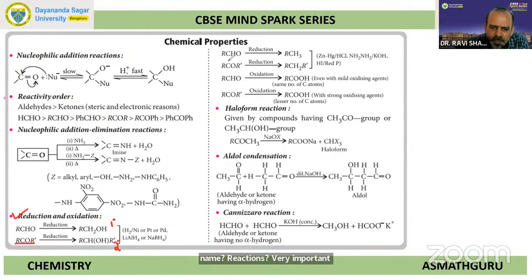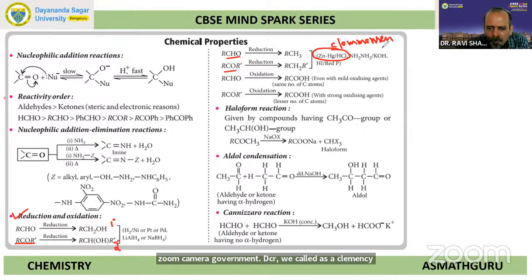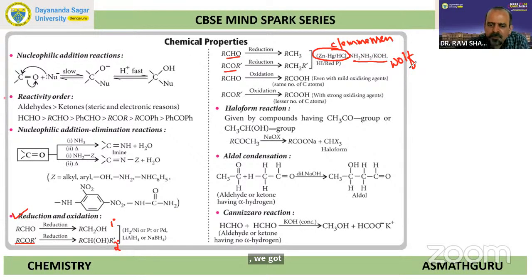When aldehydes and ketones are converted into hydrocarbons by using zinc amalgam and HCl, we call it Clemmensen reduction. When aldehydes and ketones are converted into hydrocarbons by using hydrazine and KOH, we call it Wolff-Kishner reduction.